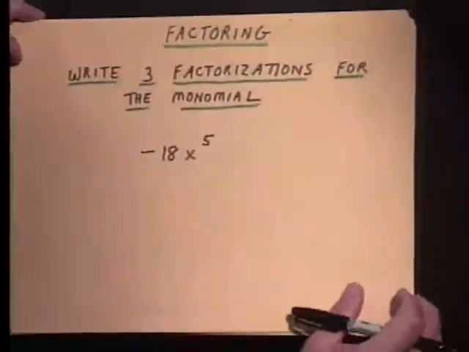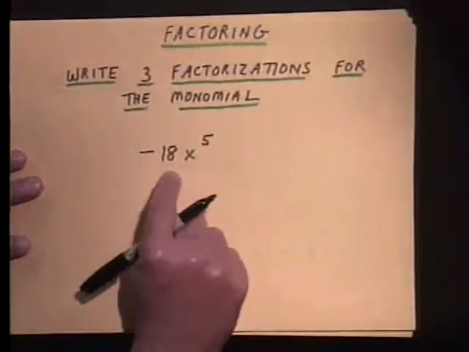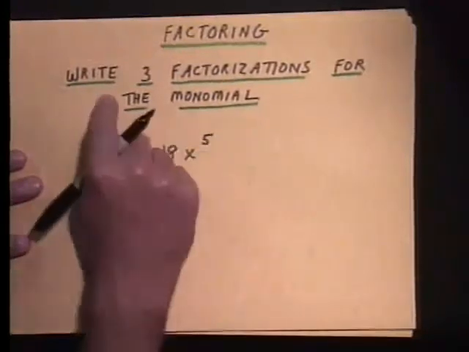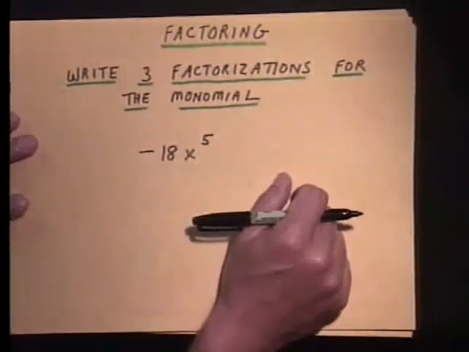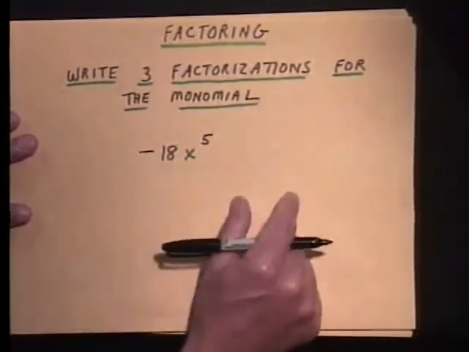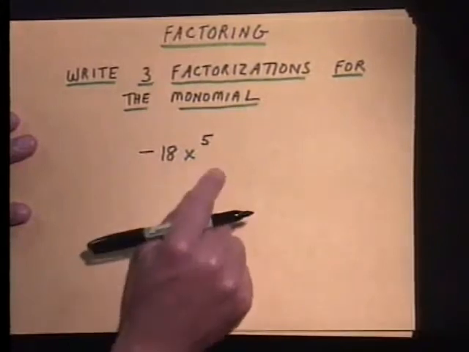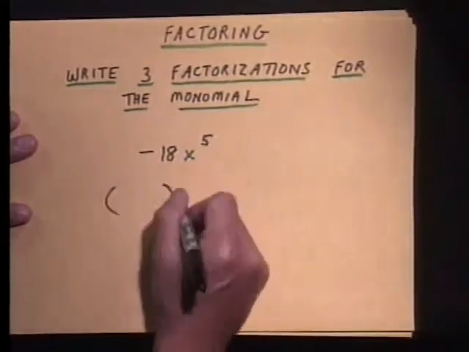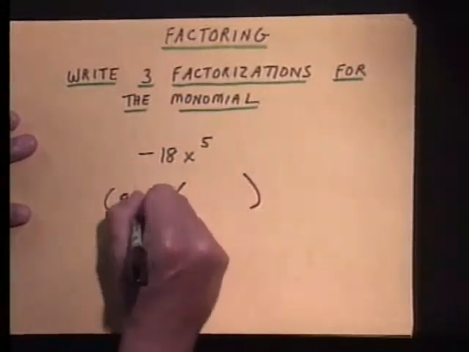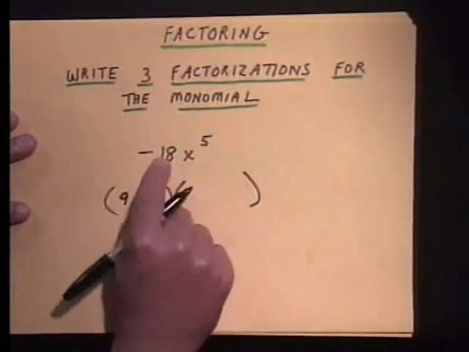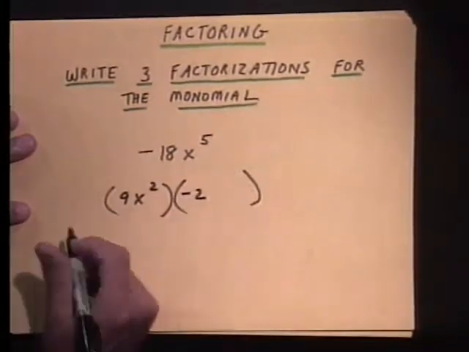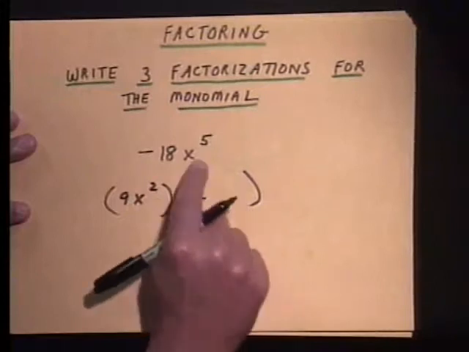In factoring, let's take this monomial, negative 18x to the fifth, and we want to write 3 factorizations for this monomial. Now what's a factorization? It means if I write this as products, I'm going to come out with negative 18x to the fifth. So one such factorization would be 9x to the second power times, can you tell me out there? Think about it. All right, you thought about it? Here we go. 9 times what gives you negative 18? Negative 2. x squared times what gives me x to the fifth?